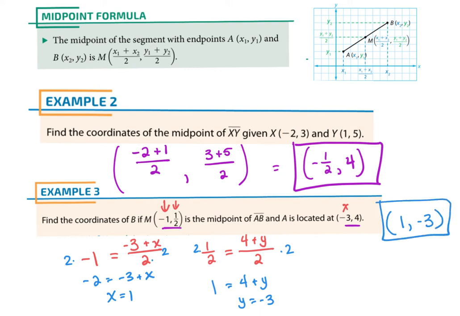You can check it, right? You can say -3 plus 1 is -2 over 2, -1. Yes. 4 plus -3 is 1 over 2, 1/2. So you can check it and make sure that those two endpoints do give you the midpoint that you started with. All right? But when you are given an endpoint and a midpoint, you're going to be multiplying and subtracting instead of adding and dividing. You're just solving back into it.